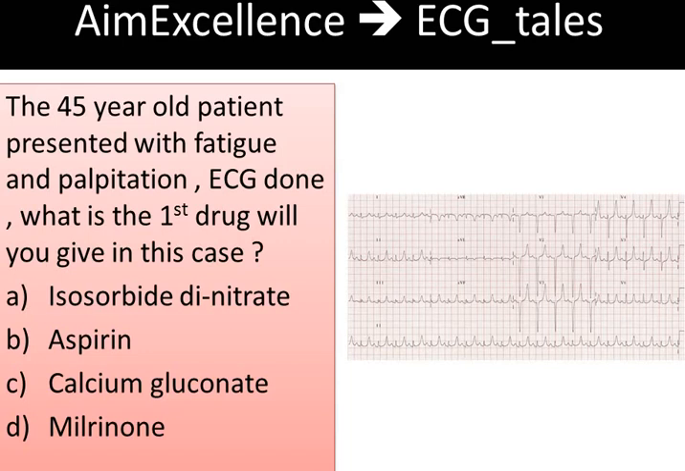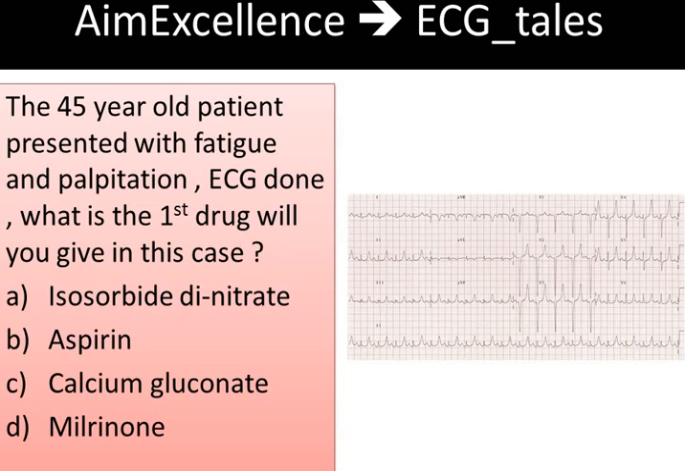This is a question coming out with an ECG strip, which is very common nowadays in examinations. A 45-year-old patient presented with fatigue and palpitation. ECG done. What is the first drug you will give in this case? Is it isosorbide dinitrate? Is it aspirin? Is it calcium gluconate? Is it milrinone?